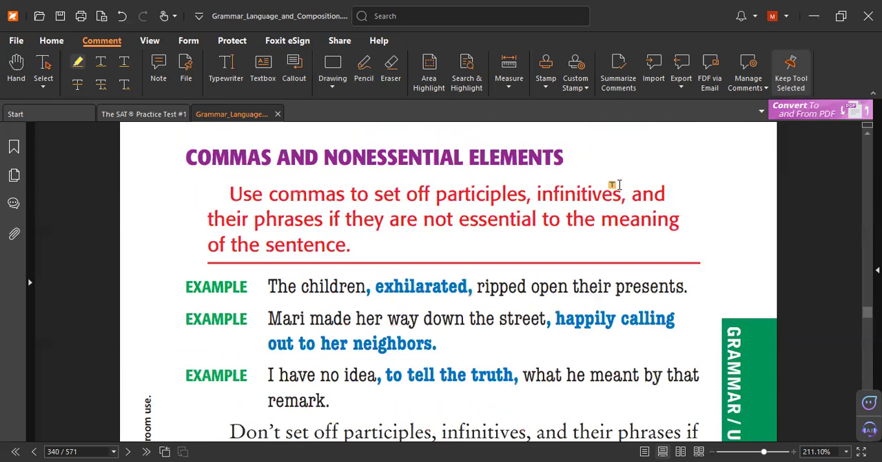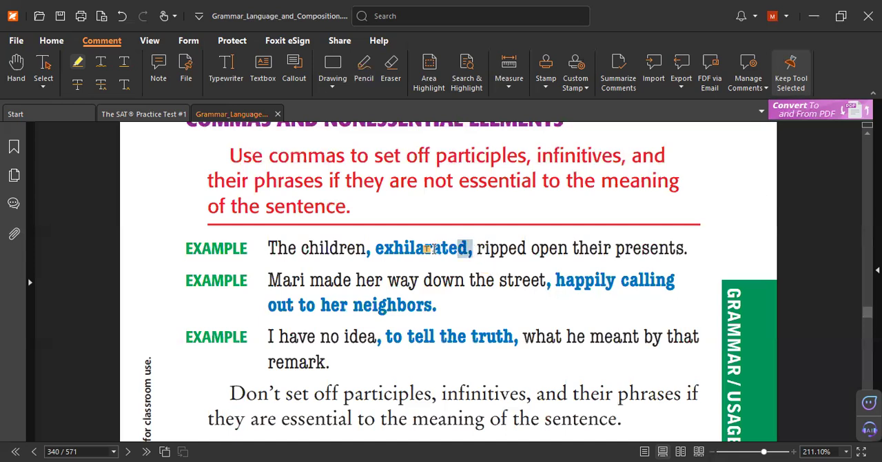Another point comes for non-essential. As I told you, we can use non-essential information between two commas, when if we delete between them, it does not affect the meaning. So we can use commas to set off participles, like present participle phrases or infinitives, or any piece of information, by the way: phrases, words, clauses. But the rule is if I delete between them, the meaning does not change. If it's like that, it's clear.